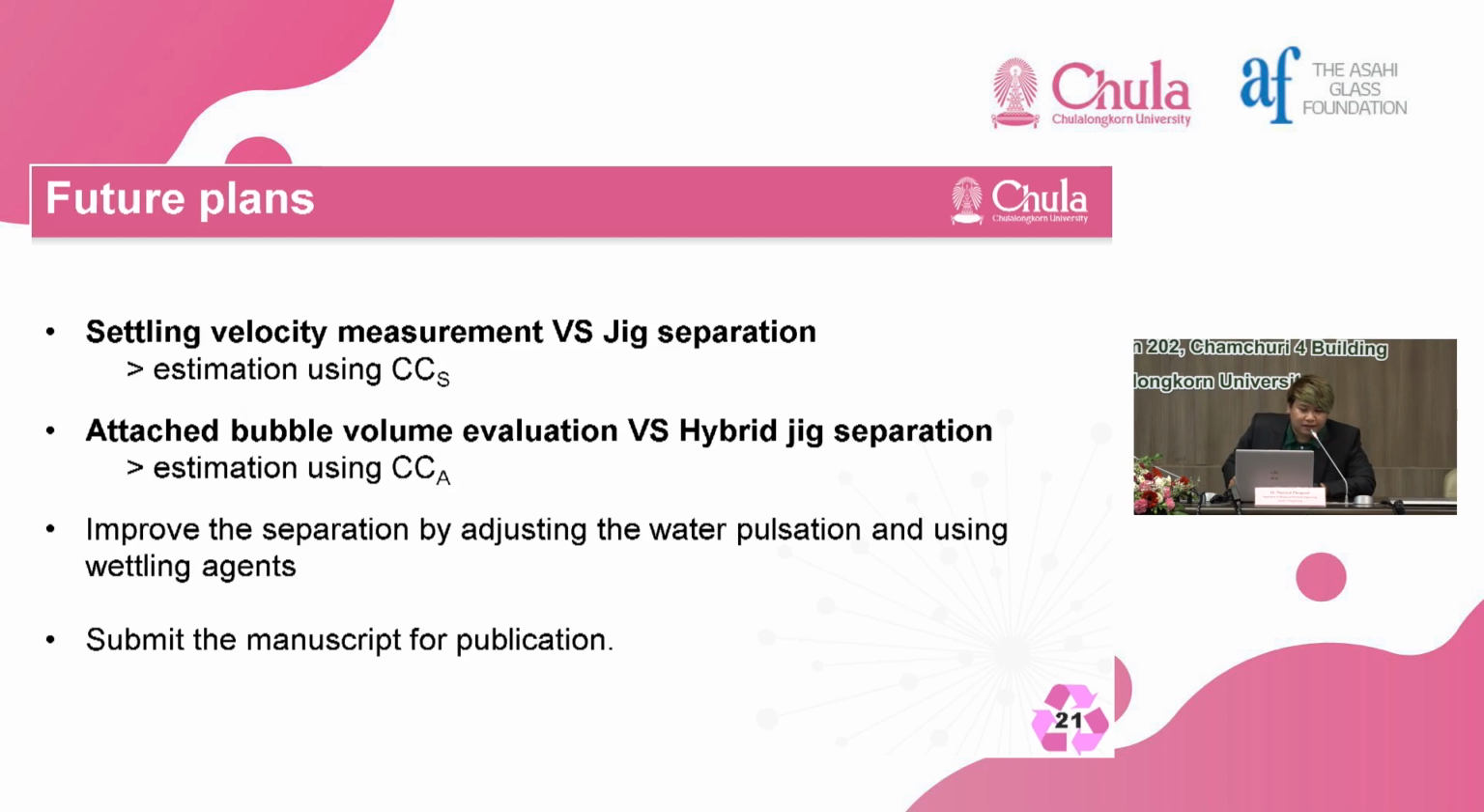For the future plan, right now we are trying to estimate the separation efficiency using the settling velocity measurement results, as well as the estimation of the hybrid jig separation using attached bubble volume. Finally, since these plastics are quite close to each other in specific gravity, we can try to adjust the separation by water pulsation as well as using a wetting agent to change the surface wettability. Okay, that's all for the presentation. Thank you.